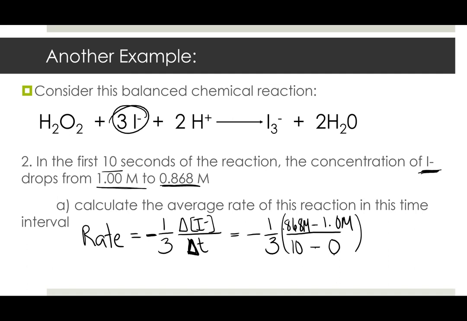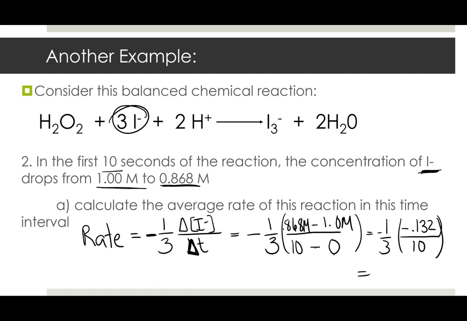Okay, so let's plug this into a calculator and see what we can get here. So first, I'm going to clean up that parentheses first. So 0.868 minus 1 equals. So that's going to give me a negative 0.132 divided by 10 minus 0, which is 10. Okay.